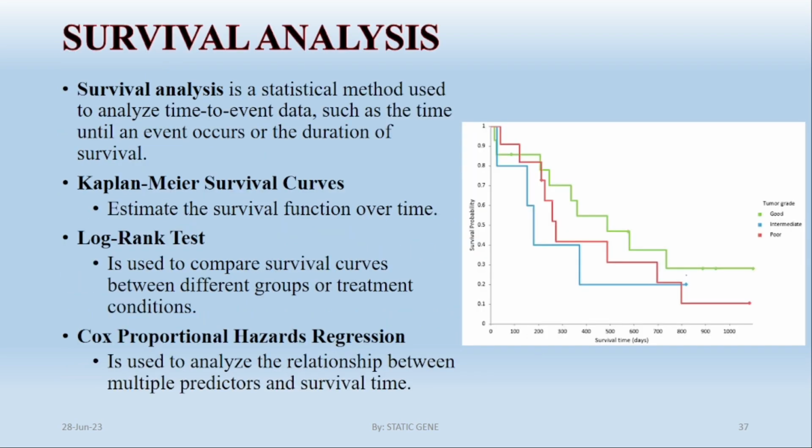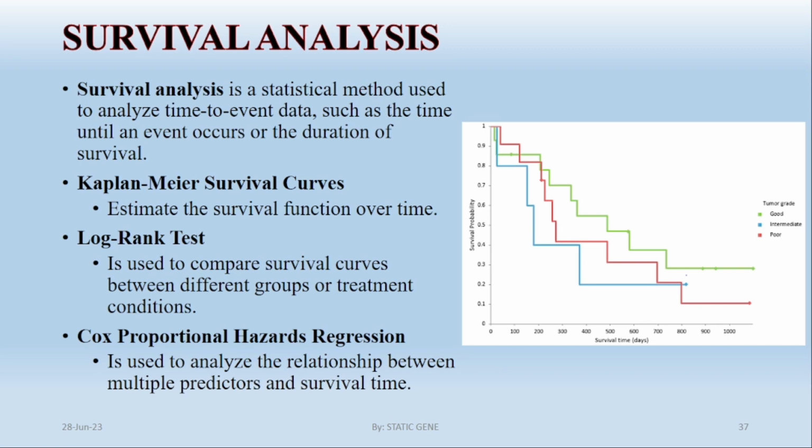Survival analysis. This is a statistical method used to analyze time to event, such as the time until an event occurs or the duration of survival. Commonly, there are three main survival analyses conducted by researchers. It can be the Kaplan-Meier survival curve. This one estimates the survival function over time.